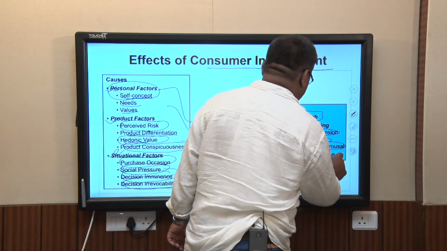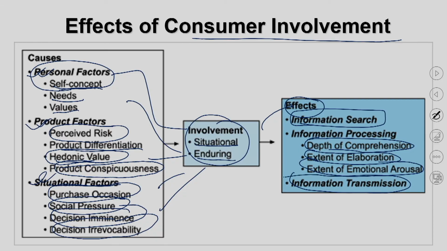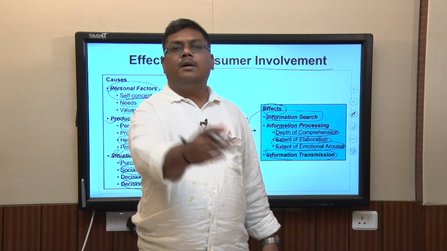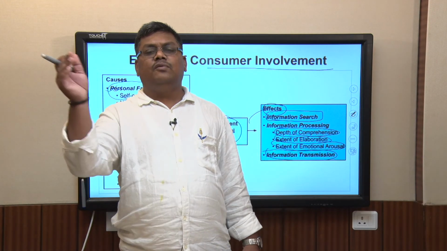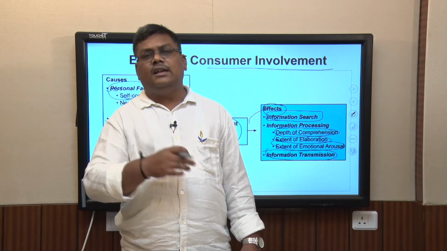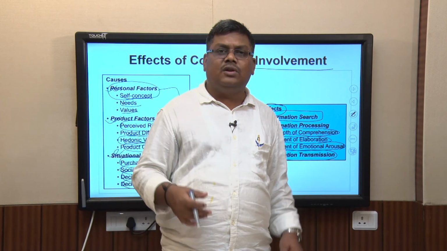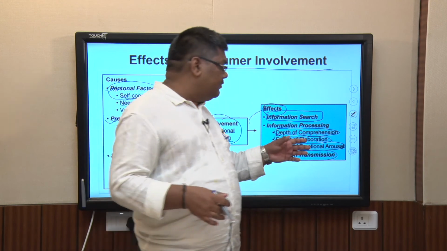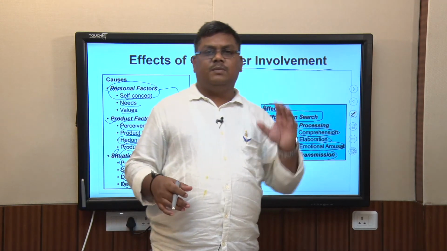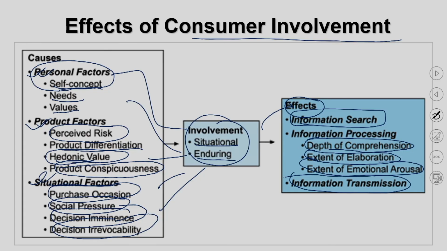On information transmission, the more you are involved, the higher the information transmission. The more I am involved with my product, 1+6, the upcoming phone, the more number of people I go and say about it. I increase it through word of mouth, I write reviews about it, I tell more number of people why it is good, where it is good, and I am advertising the product. So more involved people lead to more information transmission.